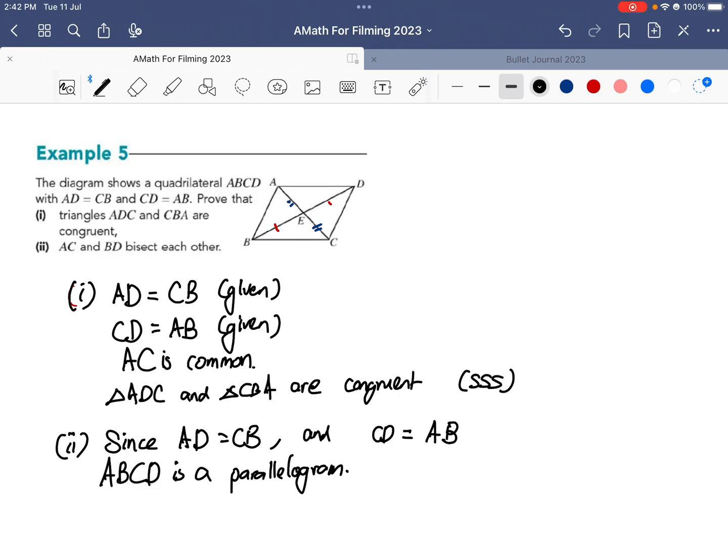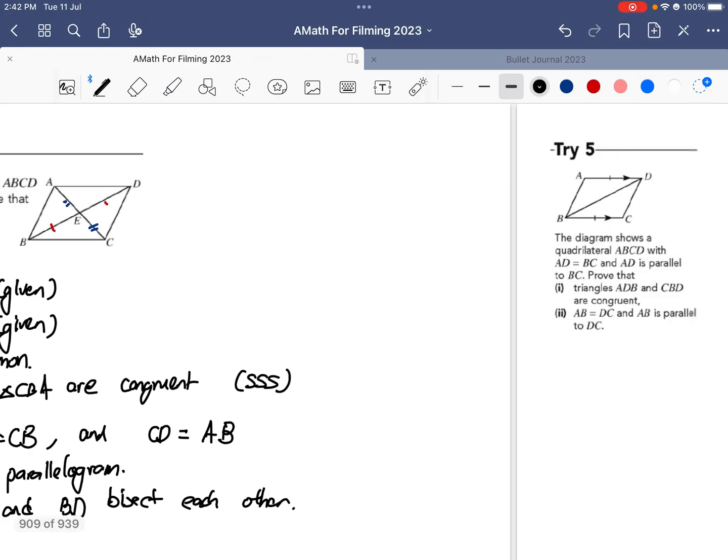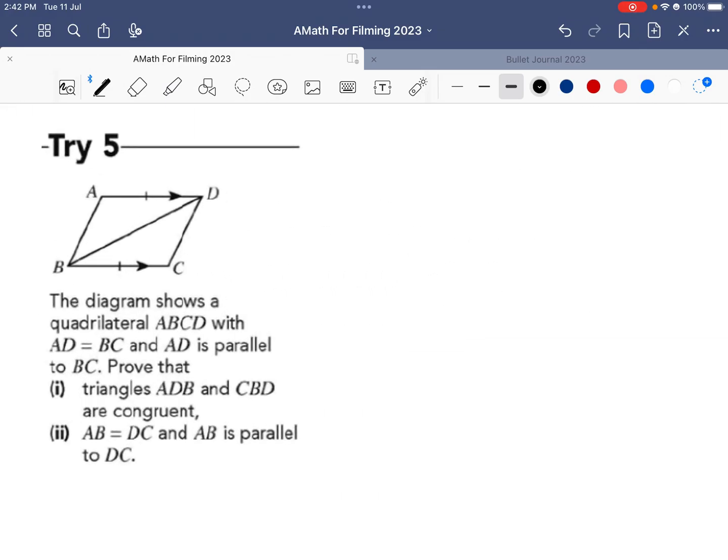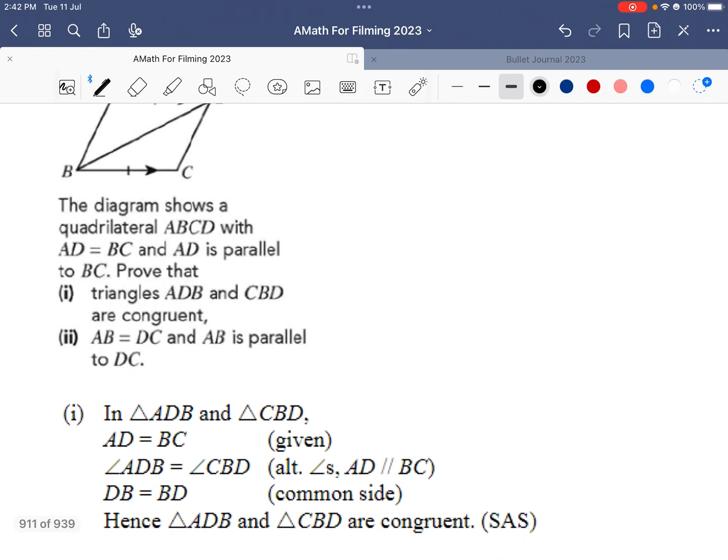So if ABCD is a parallelogram, what is special about a parallelogram is that the two diagonals will bisect each other. All of this information can be found on page 172 for parallelogram. So I can conclude that because it's a parallelogram, hence AC and BD necessarily will bisect each other. Why don't you pause the video now and try 5 itself. Once you're ready, please unpause the video and I will run you through how to actually do try 5.